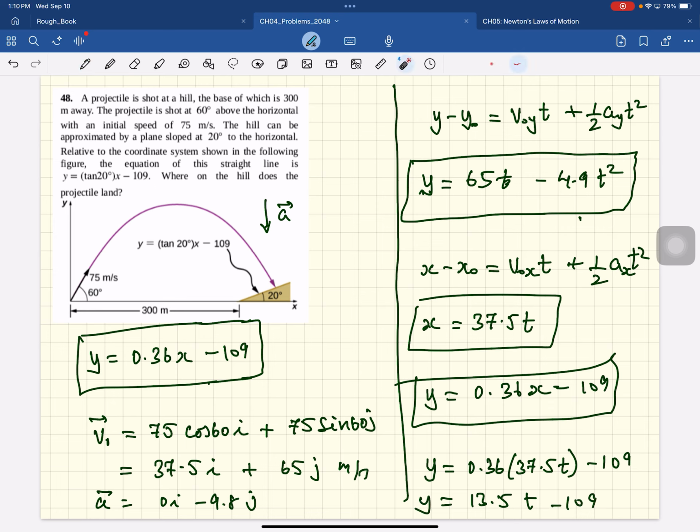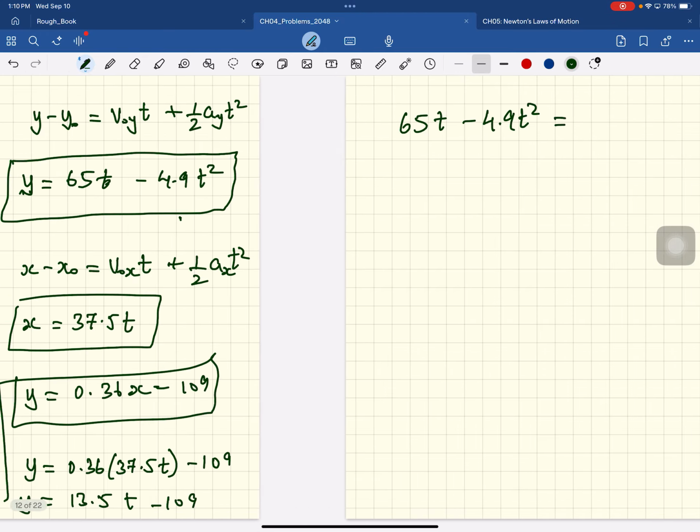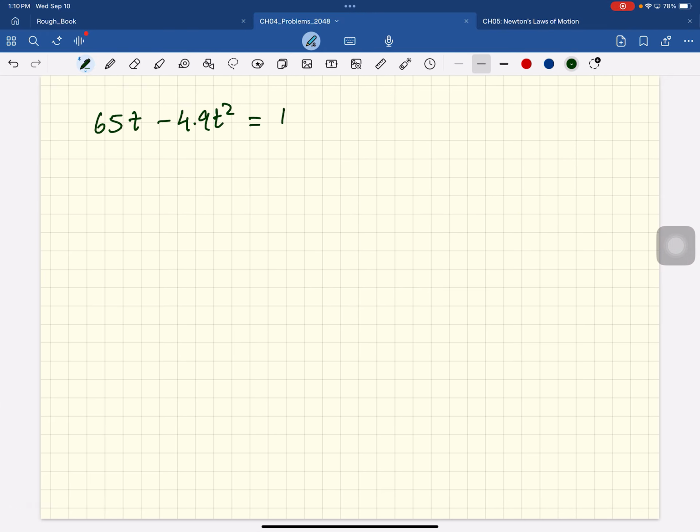Okay, so putting this information in here gave us this equation, and now you'll see that I'll equate this to that. y is equal to that, and y is equal to this, so 65t. Equating those two tells us 65t minus 4.9t squared equals 13.5t minus 109. There's one equation and one unknown, and now we can solve for t.